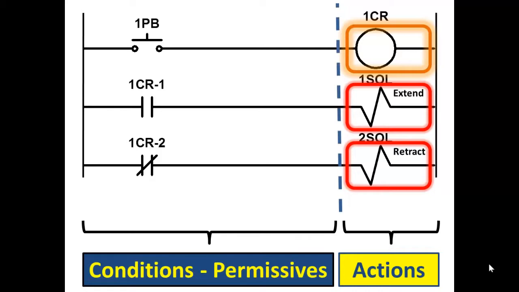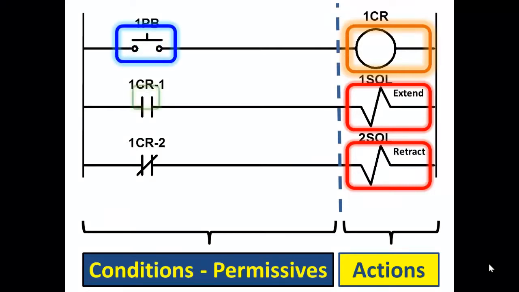Now you can say 1CR-1 normally open is, you can't say it's on if 1CR is energized. You can only say it's closed. Allows continuity. It's never on. None of these conditions or permissives are ever on or off. They're true or false. The actions, on the other hand, are on or off.